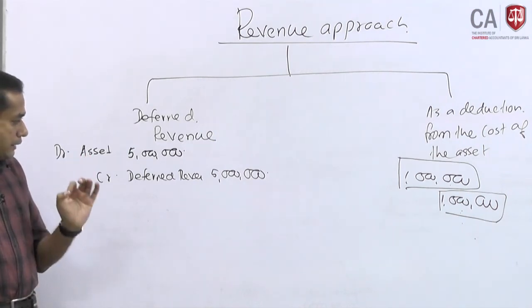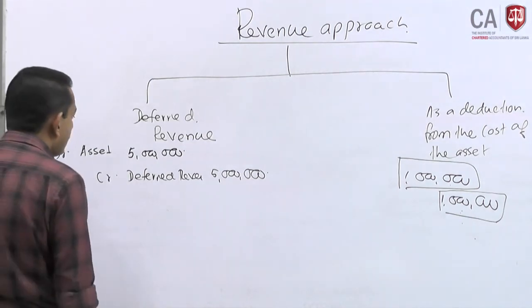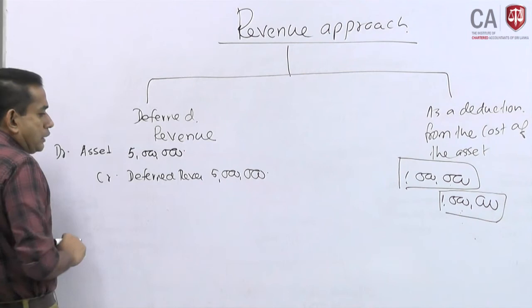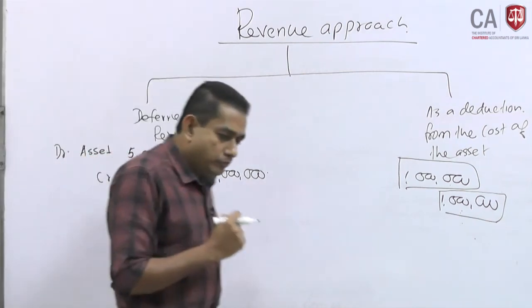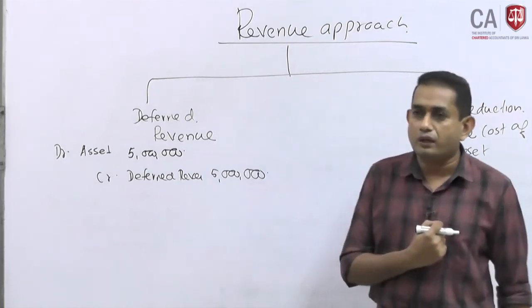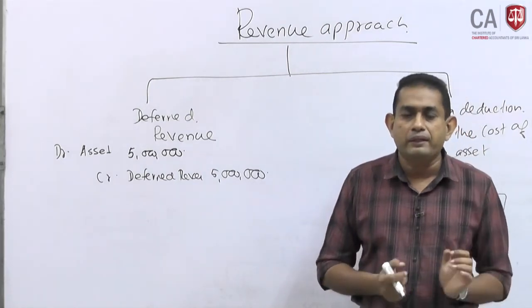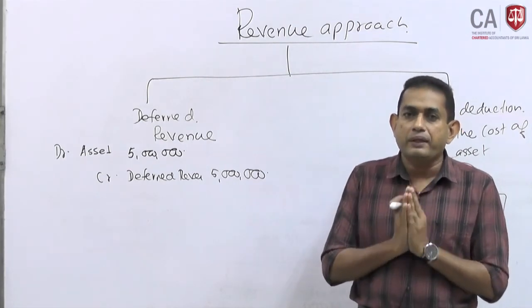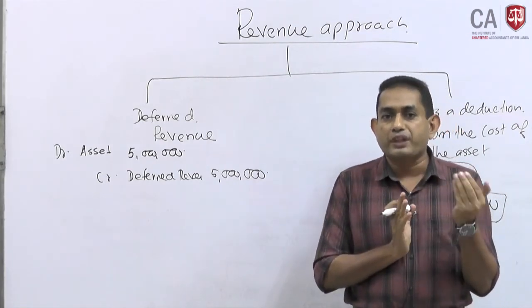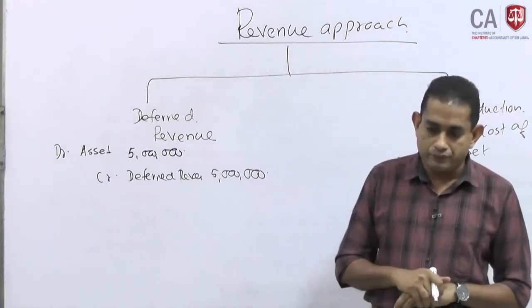And what is the systematic method we should adopt? It is very simple. LKAS 20 proposes that this 5 million, whatever the value of the grant, should be released to profit and loss in bits and pieces over a particular period. What is the period? That should be the period over which the entity expects to generate economic benefit from the asset to which the grant was received.